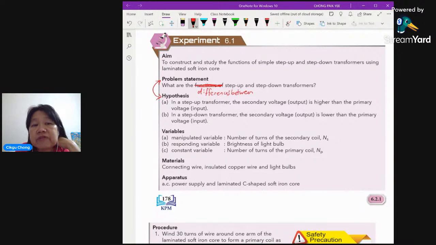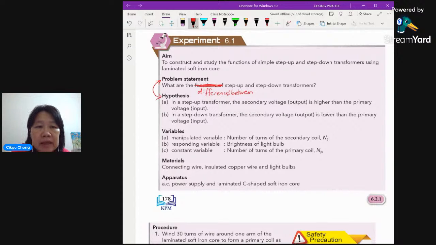So you put the differences. You are actually comparing the differences of the two types of transformer. So there's no function, right? The function is to convert. So the hypothesis doesn't really match with the problem statement. So we change the problem statement.